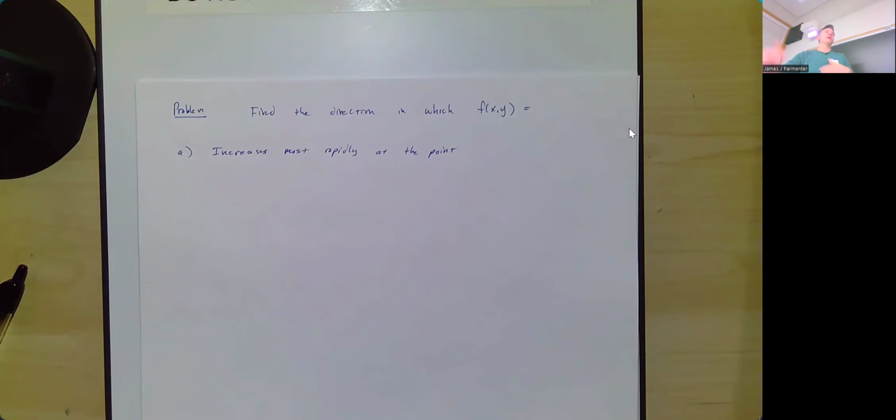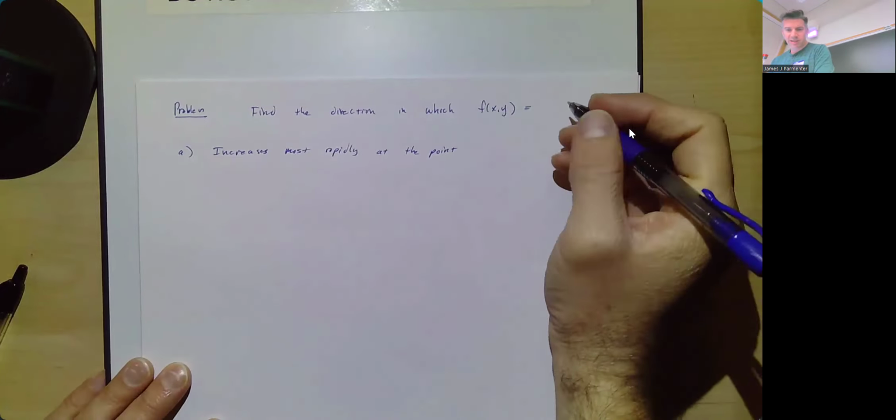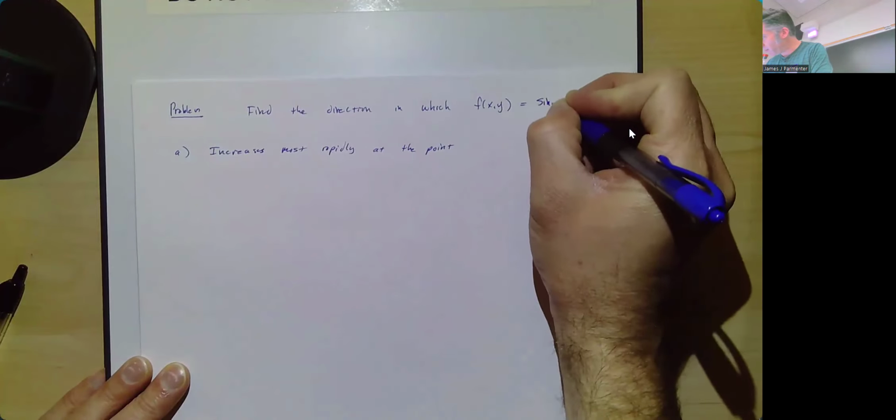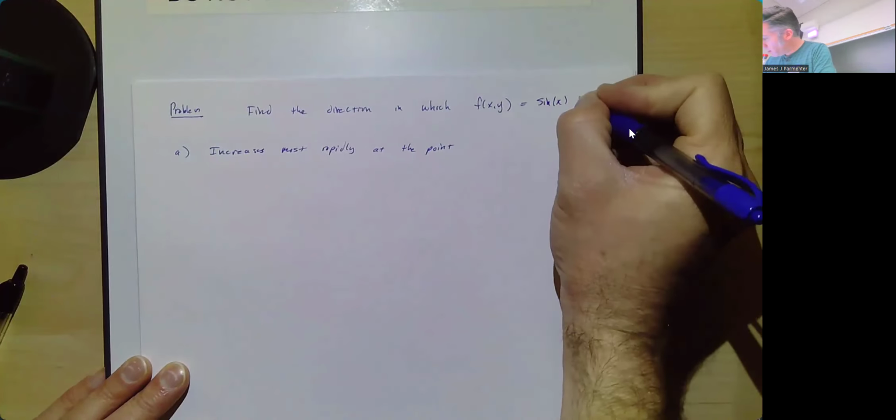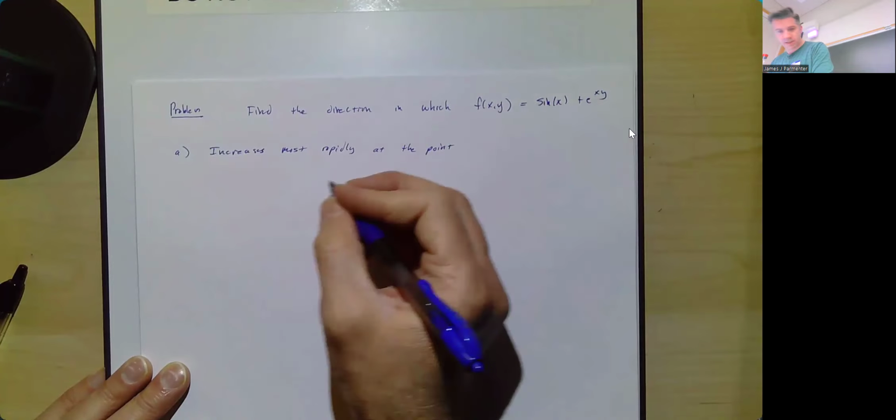So now we have to find the gradient and actually plug in the point. But if they say direction increases most rapidly, automatically you should think gradient. That is the answer. So our function is sine of x plus e to the xy. And our point is the point 0, 1.